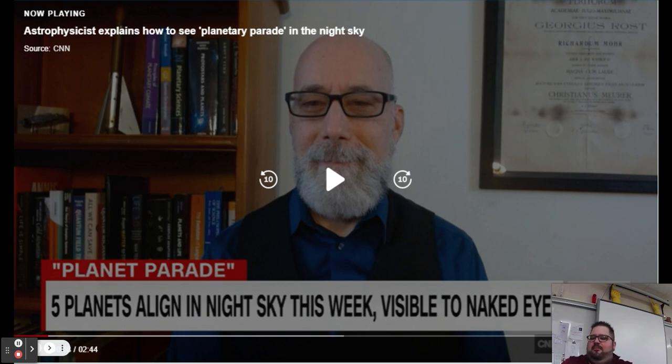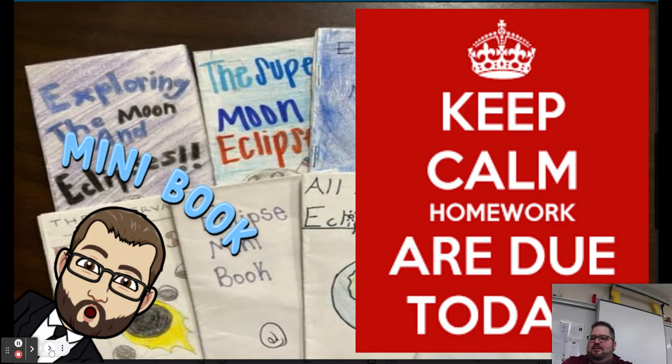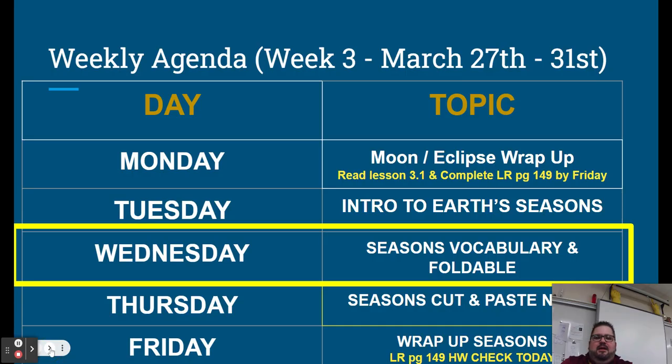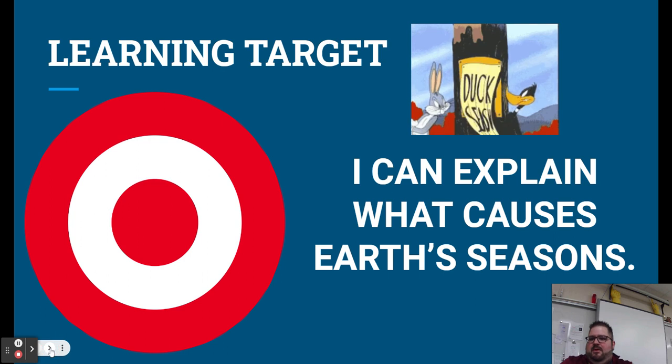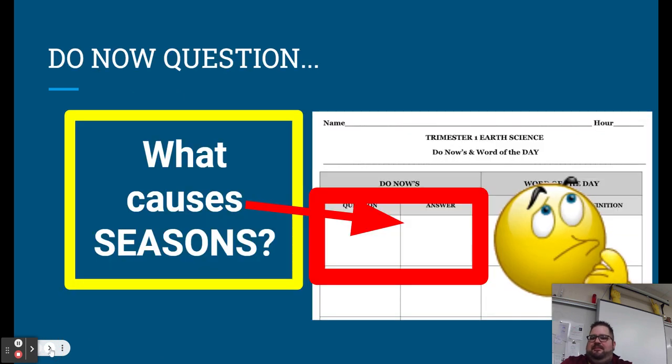Talk a little bit about the planet parade that we had looked at yesterday. We will turn in our mini books, our eclipse mini books, and then get into our seasons foldable today, so I can explain what causes our seasons.